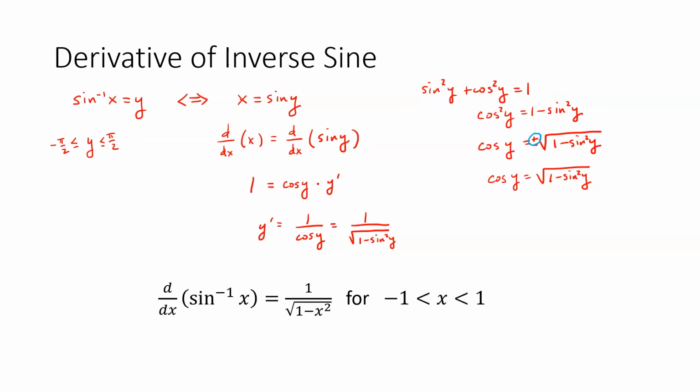And then putting x in for sine of y, we get our formula. y prime is equal to 1 over the square root of 1 minus x squared. So that'll be the derivative of sine inverse. And we notice that it's differentiable for any value of x between -1 and 1, but not at the endpoints.